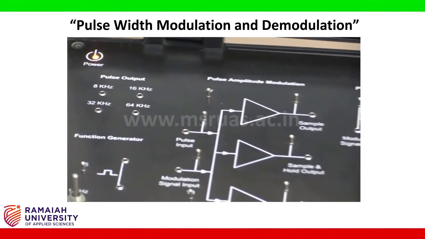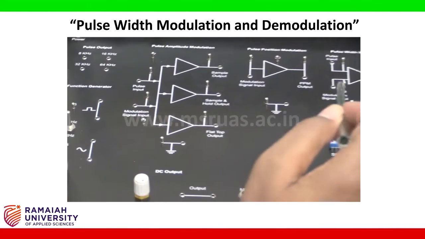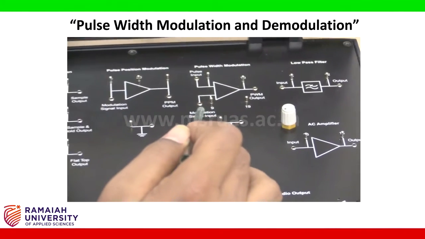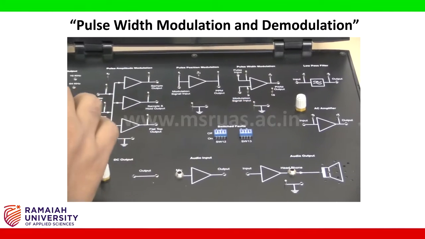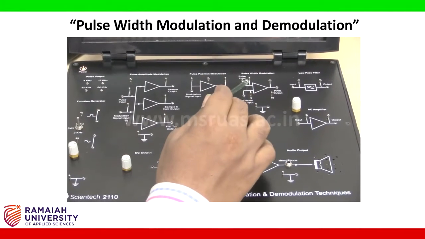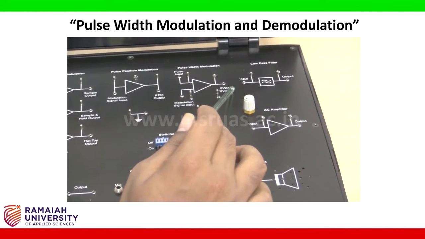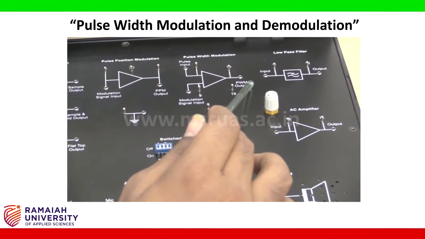We are going to feed the sine wave as the modulation signal input and the pulses of different frequency to the pulse input. Then we are going to get the pulse width modulated signal as the output from this block.